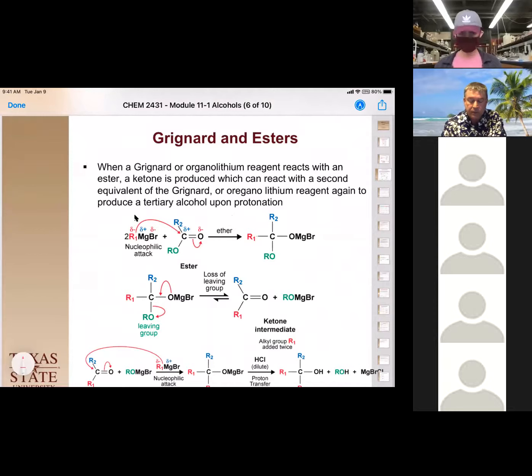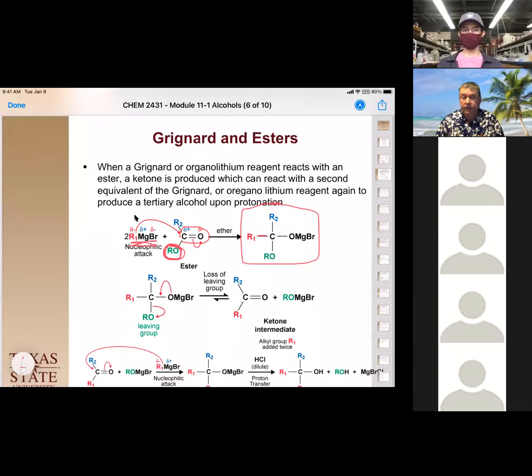So if we start with just our Grignard reaction and we attack our carbonyl, notice this is not the salt. This is an ester here. The carboxylic acid salt is not reactive to this, but esters are because we don't have the negative charge here. The first thing that's going to happen is we're going to have attack, creating our new sigma bond, and we'll have this intermediate here.